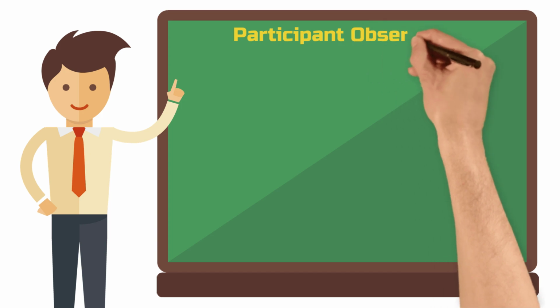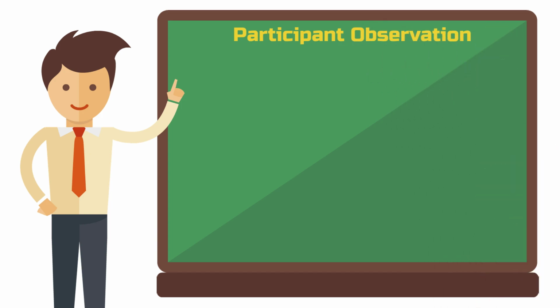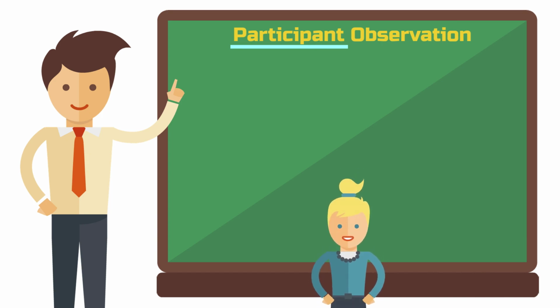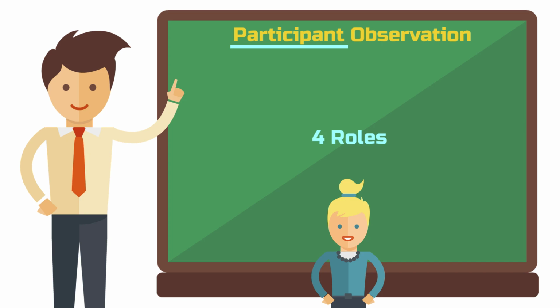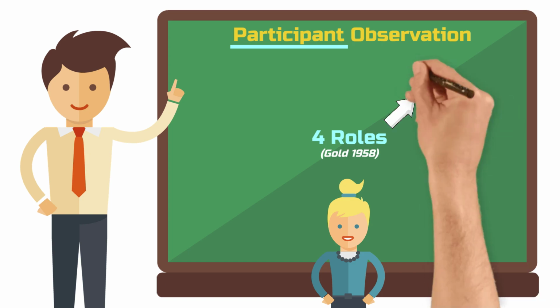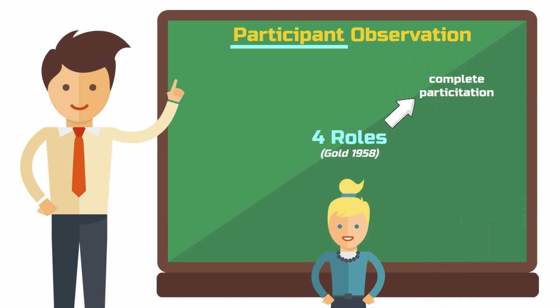The participant aspect of participant observation refers to the extent to which you as the researcher are involved in the situation. There are different roles you can take on. Gold identified 4 different roles that researchers can assume in participant observation. Complete participation. When you are already a full member of the group you are studying, such as when you observe a company where you work as a student assistant.